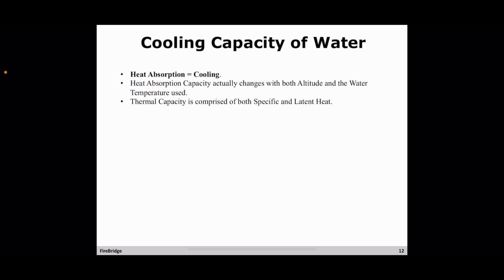So, cooling capacity of water. Let's talk about cooling capacity of water. Heat absorption, whenever you hear heat absorption, think of cooling. Because in thermodynamics, heat always goes from hot to cold. It never goes from cold to hot unless you apply heat to it.